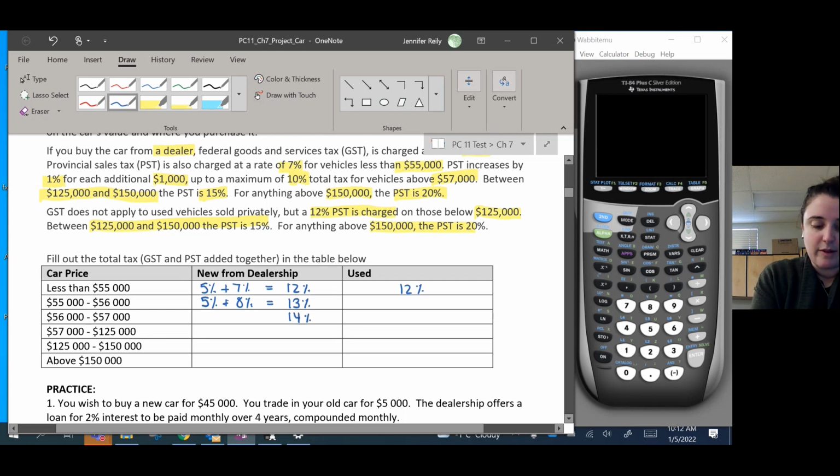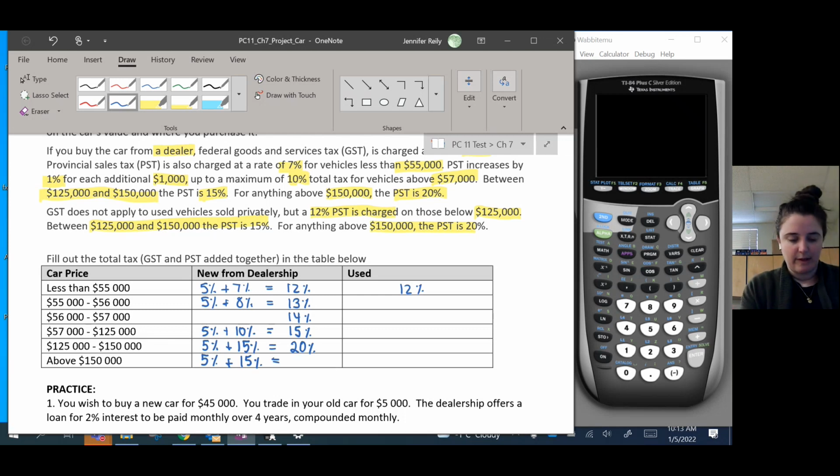And then 15%, 5% plus 10% PST. So anything between 57 and 125. So like, let's say you're buying a Tesla, you'd pay 15% tax on that. Anything above 150,000, you're going to do 5% for your GST still, and then the article here says it's 15% sales tax, so you get taxed 20% overall, which is a lot. And then anything above 150, it would be 25%. Oops, sorry, I meant to put 20 here.